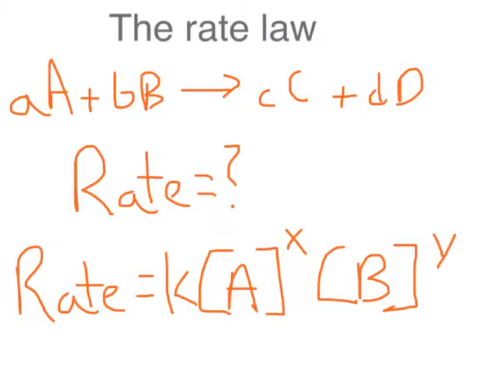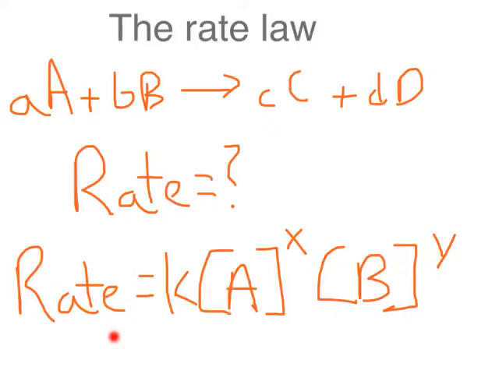So let's say we have an equation here, as you can see, A plus B yields C plus D. What is the rate of that? Well, as per our last discussion, we know that every rate is associated with a rate constant. So the equation would be written as follows, and this is what a rate law is. A rate law is an equation that shows how to calculate the rate of a particular reaction.